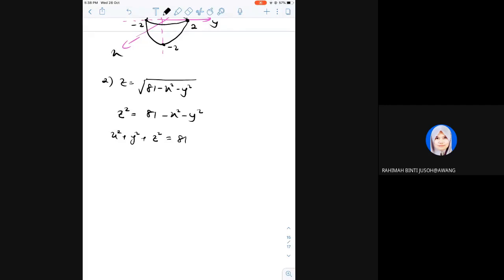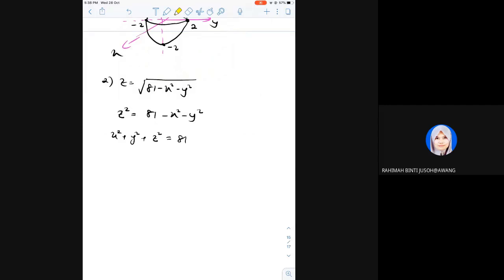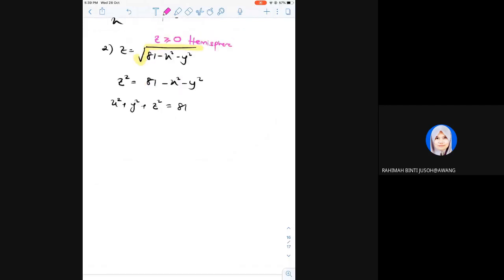Okay, however, guys, look at the original equation. We have a square root sign. Last week, what did I mention about the square root sign? What happened? It cannot be negative. Yes, which means that z must always be positive. Since z must always be positive, we just care about the half part of the sphere. So it becomes a hemisphere. So in this question, our graph is a hemisphere because it is only half, z positive only. So let us sketch the hemisphere.